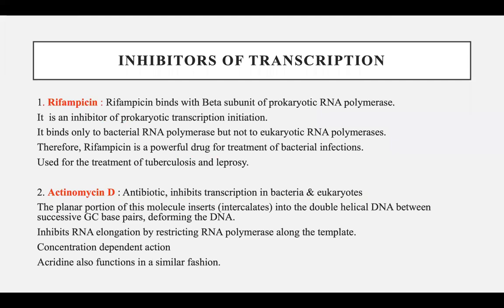Actinomycin D, an antibiotic, inhibits transcription in bacteria and eukaryotes. The planar portion of this molecule inserts into the double helical DNA between the successive GC base pairs, deforming the DNA. It inhibits RNA elongation by restricting RNA polymerase along the template. It is a concentration dependent action.